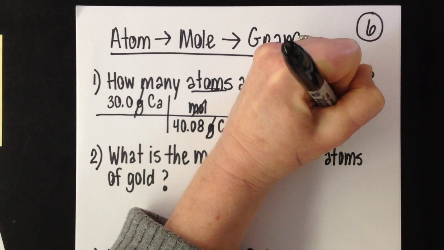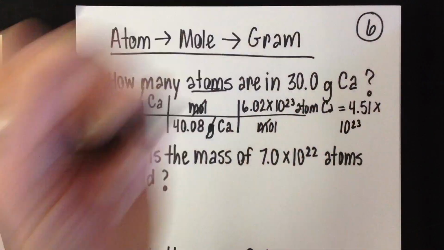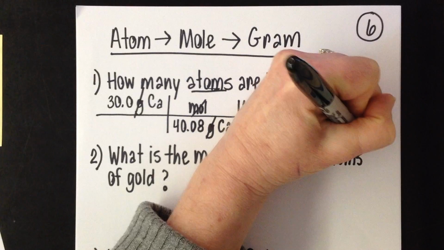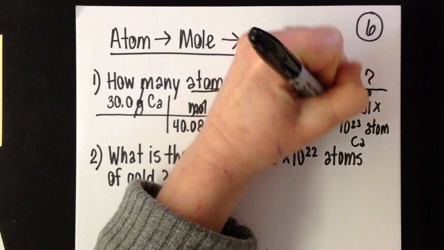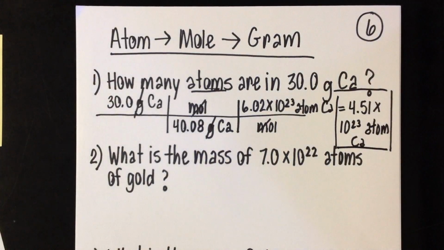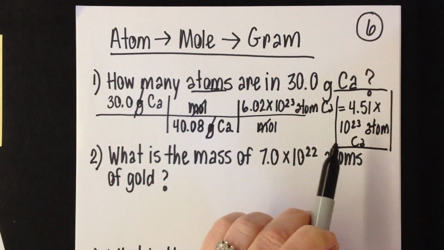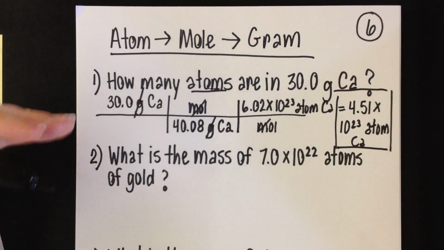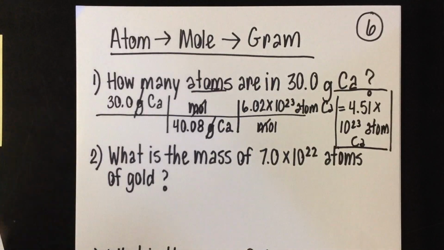4.51 times 10 to the 23rd atoms of calcium. I hate running out of space, and I've done it again. My OCD students out there, you probably feel my pain when we do this, but sometimes that's just how it works out. So 4.51 times 10 to the 23rd atoms of calcium. So that's what we really covered in the video right before this.